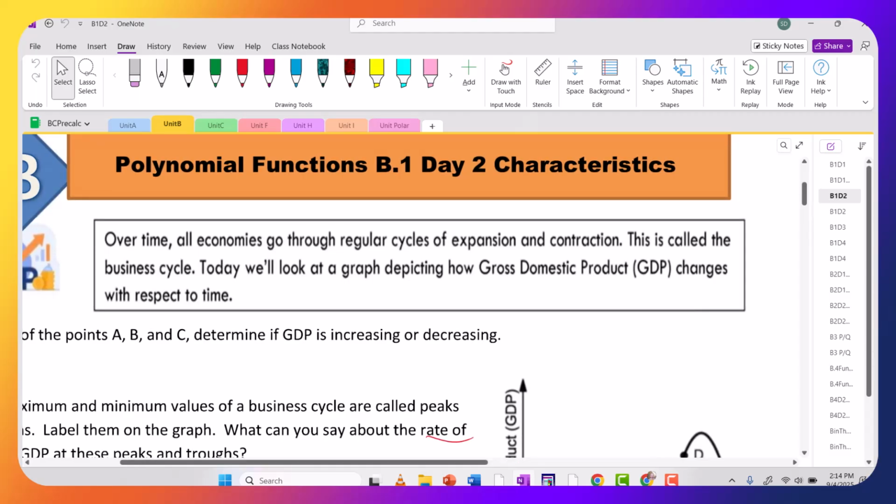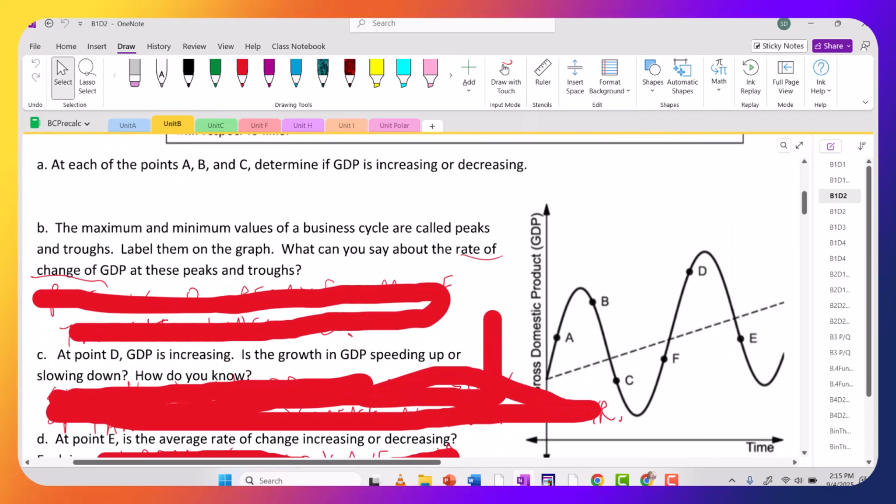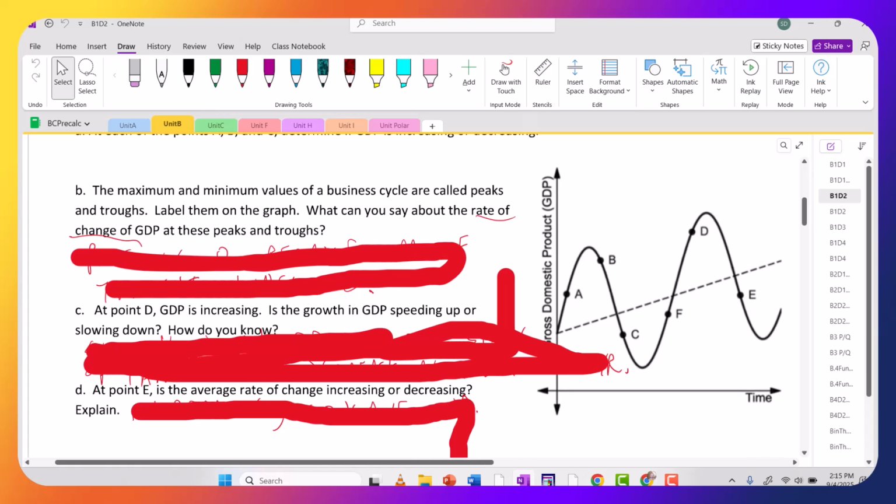So over time, all economies go through regular cycles of expansion and contraction. This is called the business cycle. Today we'll look at a graph depicting how gross domestic product changes with respect to time. So it's a roller coaster. It goes up, down, up, down. See it? Okay. Now I have these revealed, out of laziness on my part, so the sentences are already created.